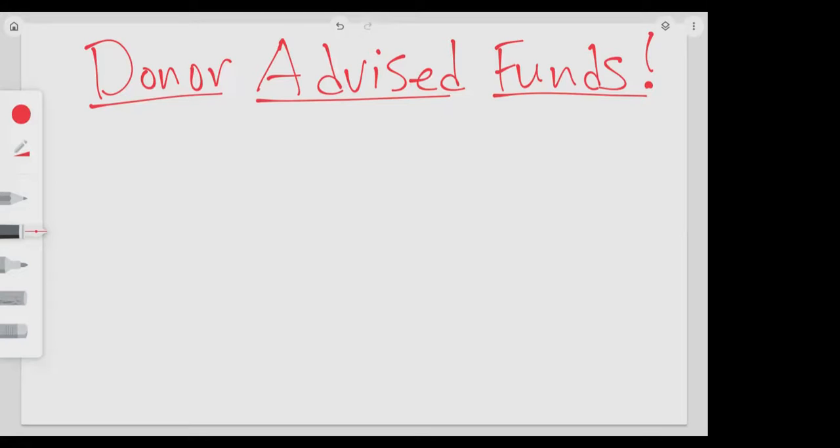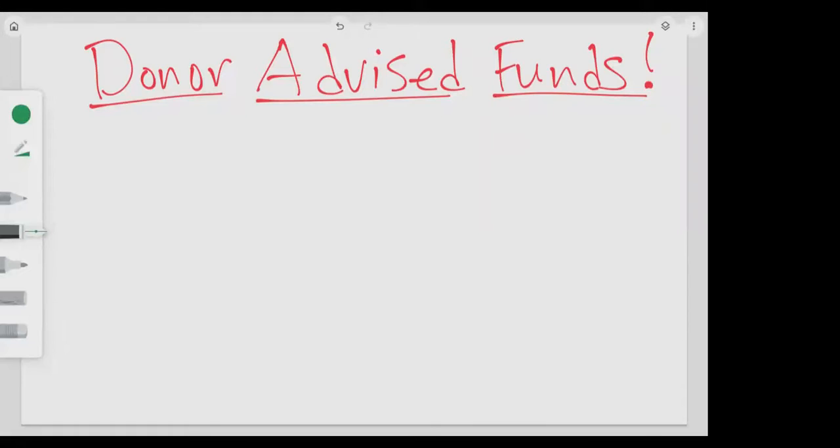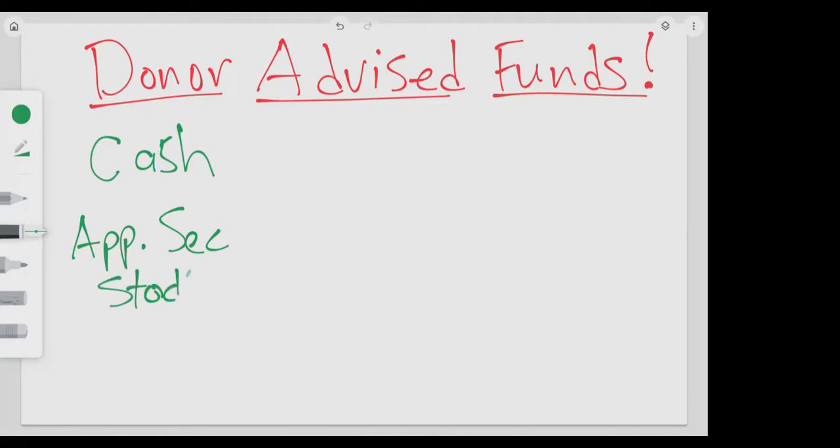Donor advised fund. So here's how this works. You're going to have something that you donate into the donor advised fund. You have to put something in here. So we're going to look over here, and we could say cash is something we could look at. Cash is an idea, but we would prefer not to do cash if we don't have to. The other would be appreciated securities. We could say stocks, funds, mutual funds. Stocks, mutual funds, something that's appreciated in value. And we'll talk about why in just a second.